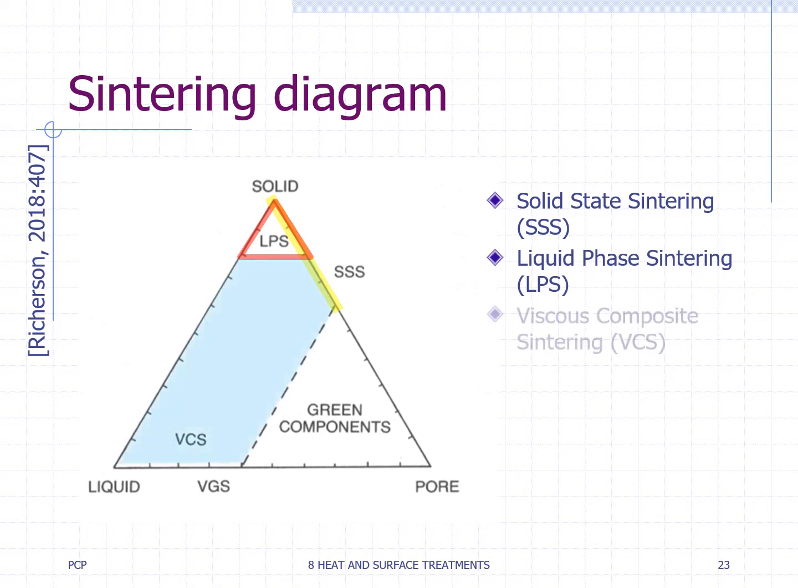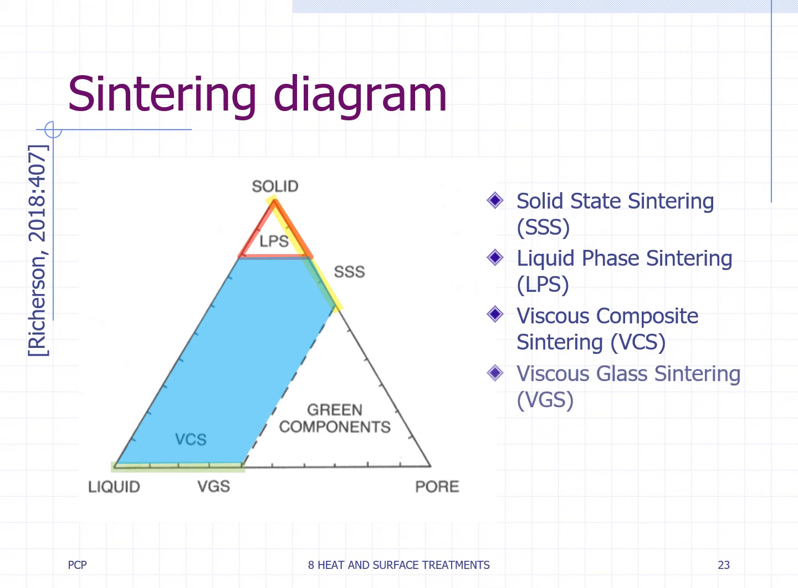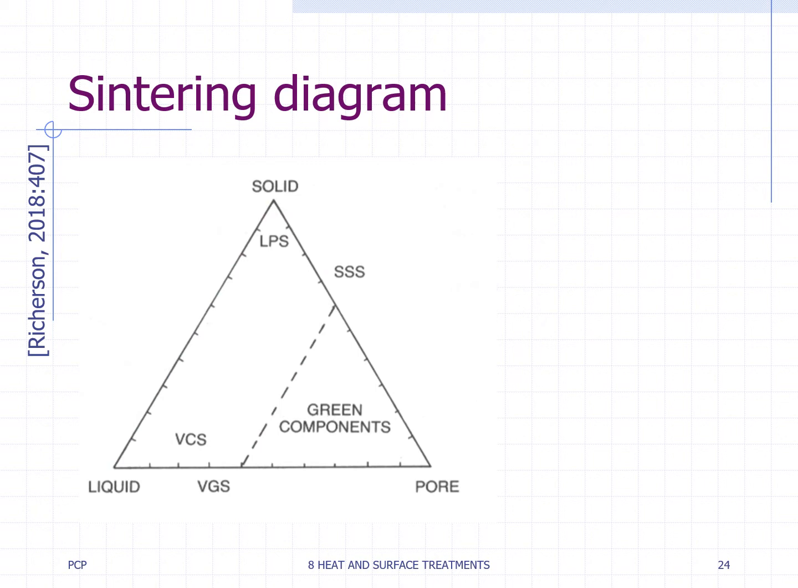Viscous composite sintering (VCS) or vitrification occurs when there is a mixture of liquid, more than 20%, and solid particles, such as for whiteware or clay-based ceramics. Viscous glass sintering (VGS) involves only liquid phase and is the mechanism in glazing and enameling. Respective examples of SSS, LPS, VCS, and VGS are given.